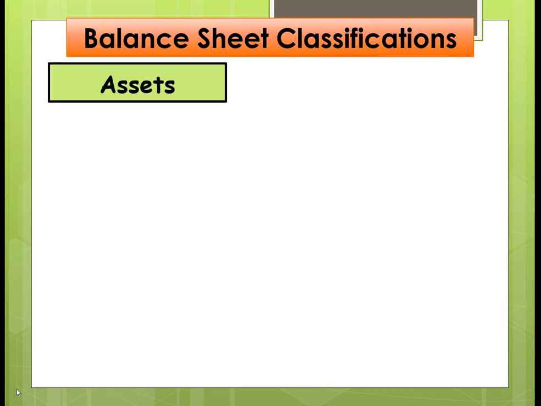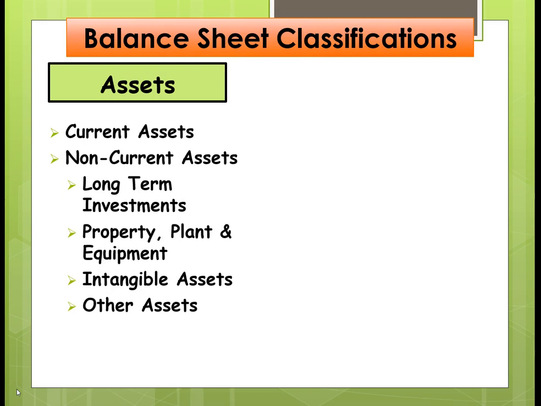Now, balance sheet classifications, we've already discussed these, but I'll go through it again. We have assets, we divide between current and non-current. The non-current we break down between long-term investments, property, plant, and equipment, intangible assets, and anything that doesn't fit in those categories. Remember, property, plant, and equipment and intangible assets are used to produce revenue in the business. Long-term asset investments are not.